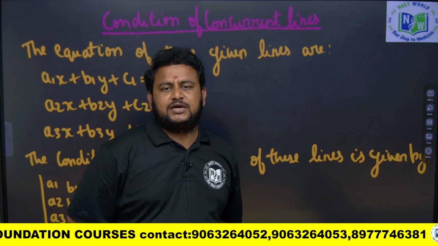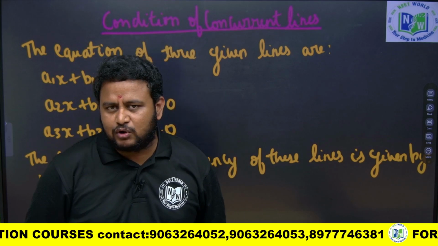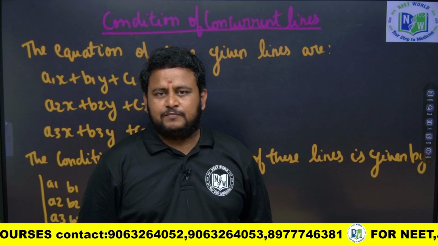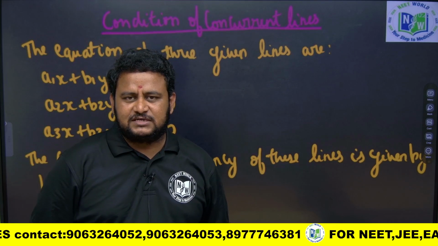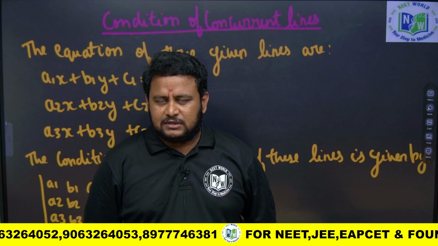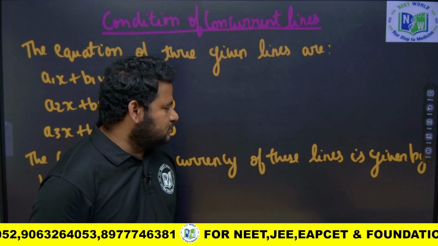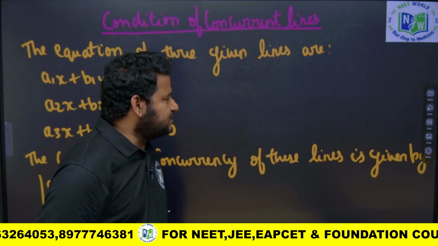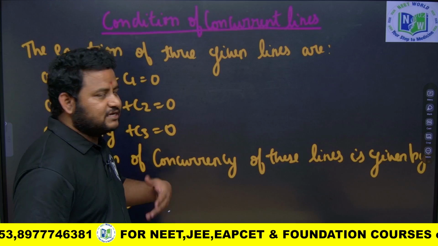And also a very important topic we learned, that is angle between two lines, that is tan theta is equal to the difference of slopes divided by 1 plus m1 m2, that is, m1 minus m2 divided by 1 plus m1 m2, within the modulus sign. Got it? So in this session we will be studying condition of concurrency and various other concepts.